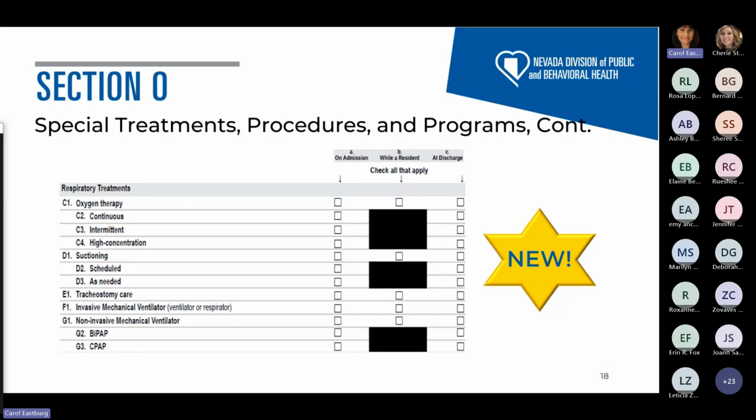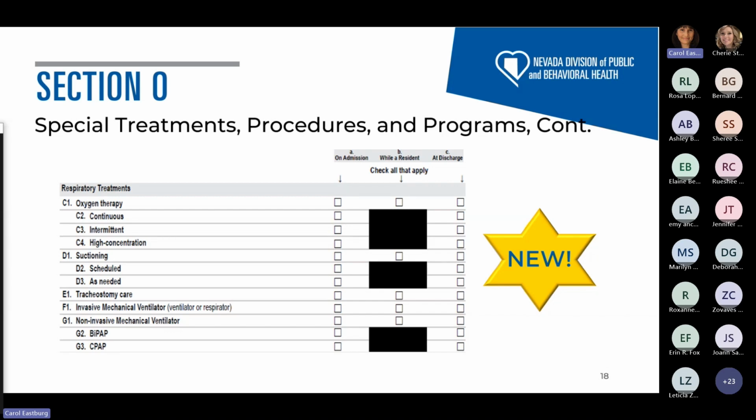Suctioning has been separated into scheduled or as needed and should be coded only for tracheal and/or nasopharyngeal, not oral suctioning. Note that this item may be coded if the resident performs it on themselves. Tracheostomy care has not changed. This should be coded when tracheostomy, cannula, or laryngectomy tube care was performed either by the staff or the resident.